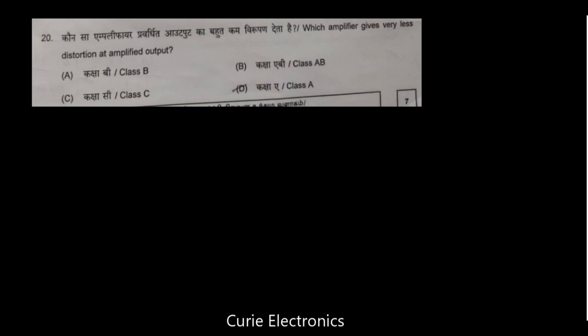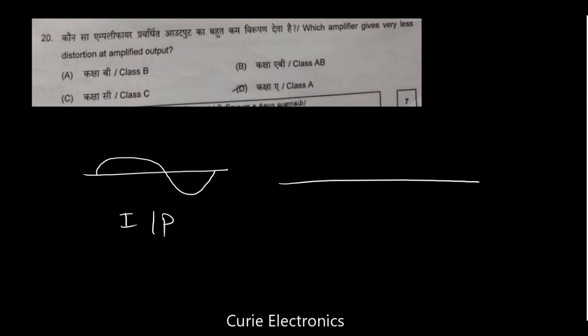Question number 20. Which amplifier gives very less distortion? That is the class A amplifier. See, for a class A amplifier, if this is the input, it's actually a pure sine wave, assume it as input, then we will get an output also like that, an amplified full wave. So distortion is less, that is class A amplifier.